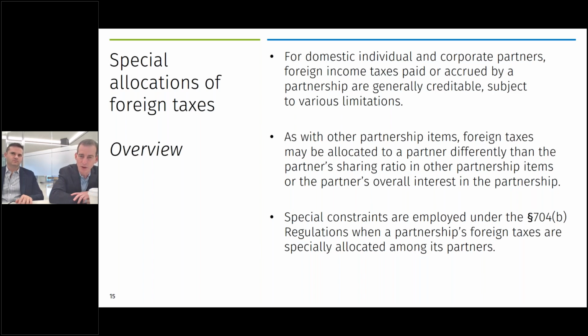So, given that it doesn't have substantial economic effect, you don't want to rely on this sort of amorphous partner's interest in the partnership concept. The regs, I think going back to maybe around 2006 or so, or early 2000s, have promulgated a safe harbor in the regulations. And so if you comply with those regulations, even though the allocation of the foreign tax is not going to have substantial economic effect, it will be deemed to be in accordance with the partner's interest in the partnership. And so that's what these regs get at.